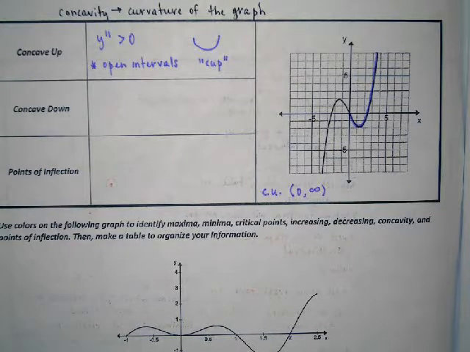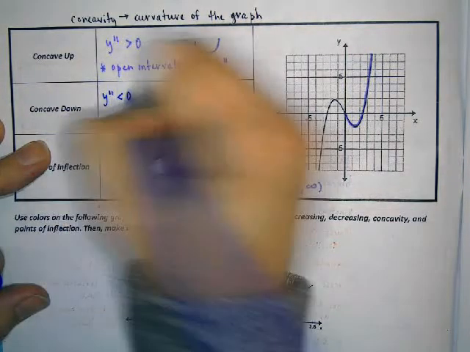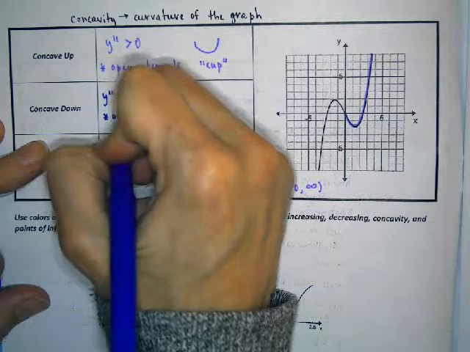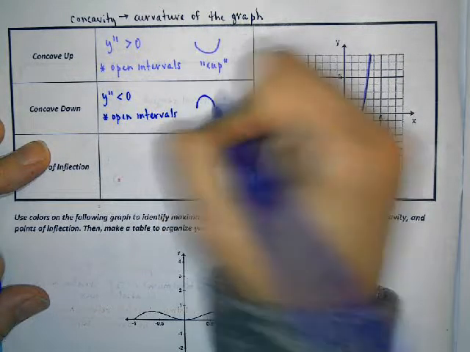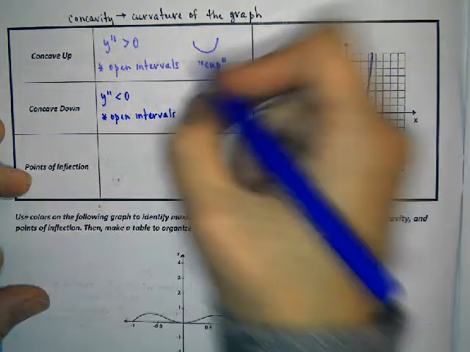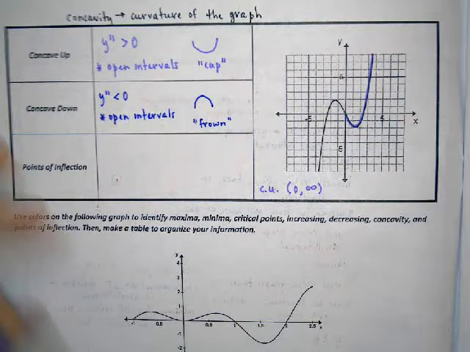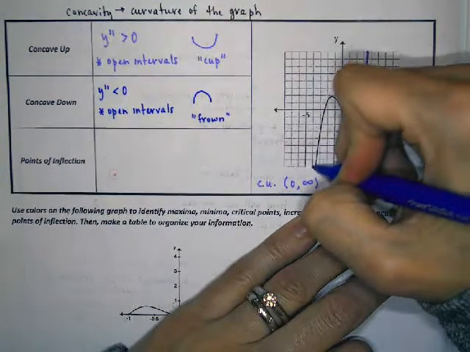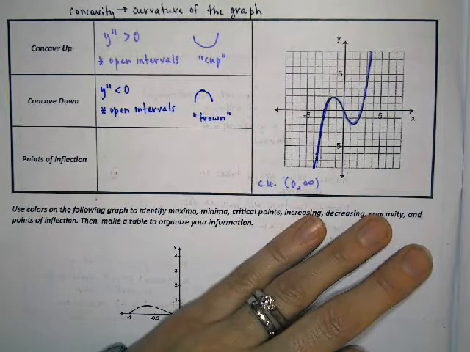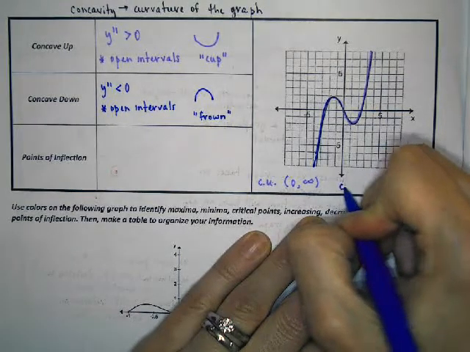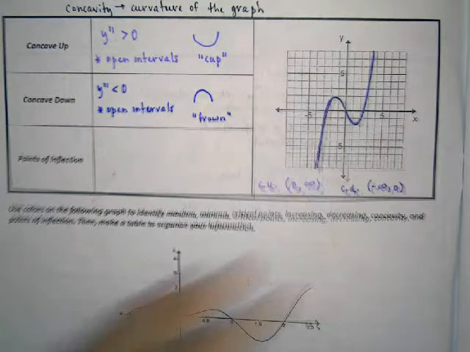So then on the other hand, we have concave down, which is where our second derivative is less than 0. Again, we're using open intervals here. And it's going to look like this. Sometimes we say concave down looks like a frown. Sad face. Okay, and so on my graph here, I probably should have picked two colors that look a little more different. But here I am concave down from negative infinity to 0.